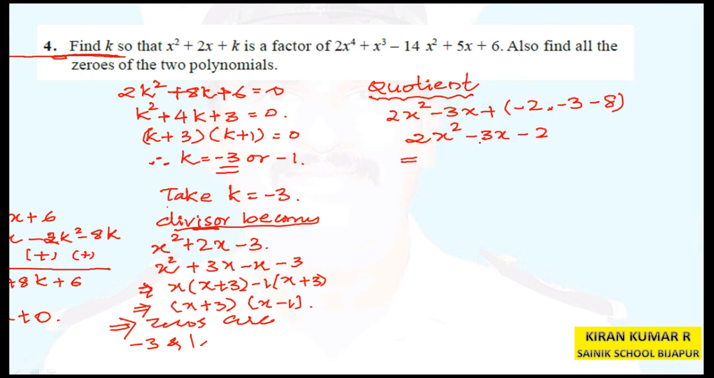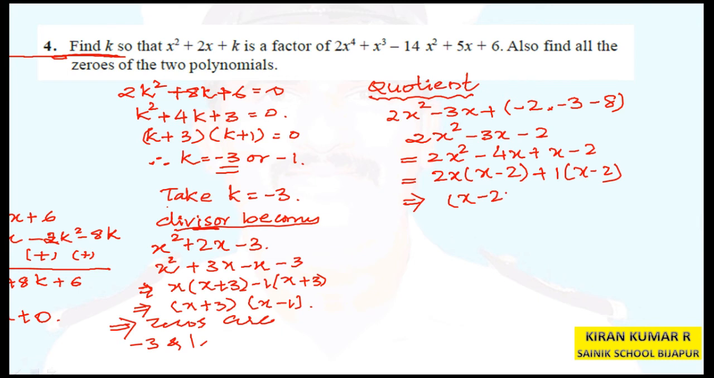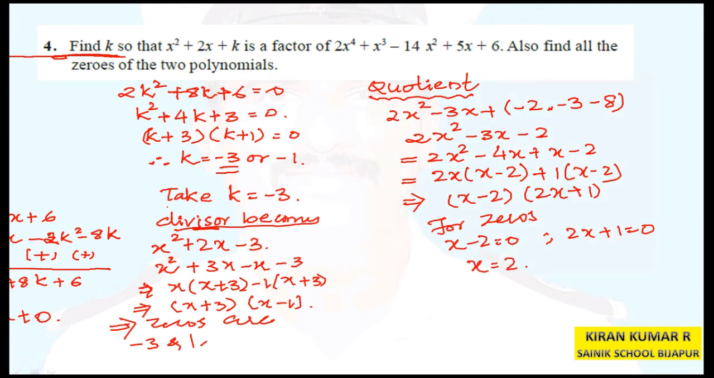Further, I will split the middle term and write the middle term as minus 4x plus x plus 2. Therefore, we will be getting 2x common x minus 2 plus 1 common x minus 2. This implies the product of x minus 2 and 2x plus 1. So for zeros, we take x minus 2 as 0 and 2x plus 1 as 0. We get x as 2 and minus 1 by 2.